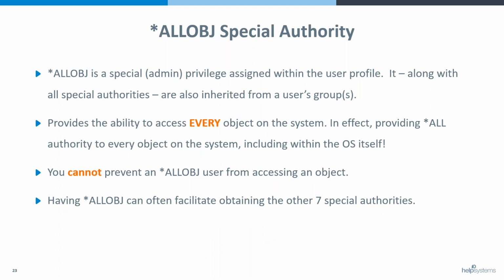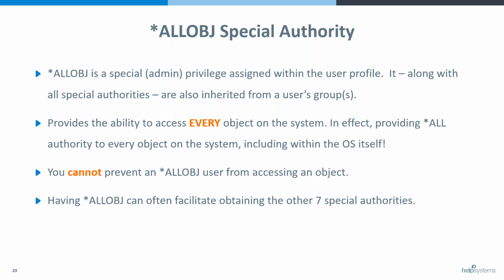Speaking of all object special authority, as I've mentioned, this is an administrative privilege. It's granted to the user. So if you take a look at your user profiles and look at the attributes, there is a parameter called special authorities, and it will either be defined there, or you also need to check if the user belongs to a group profile.